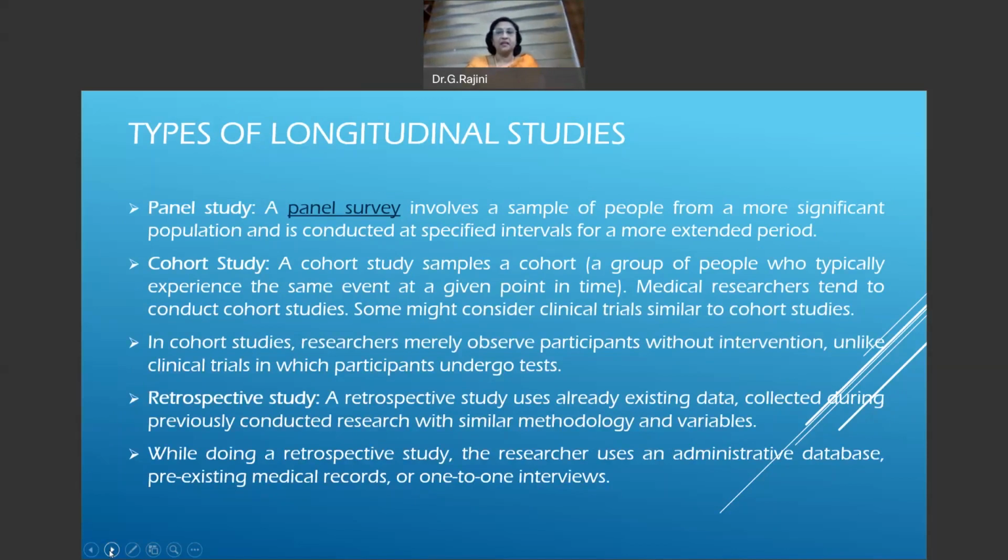Cohort study: for example, medical researchers tend to conduct cohort studies. Some might consider clinical trials similar to cohort studies as well. In cohort studies, the researcher merely observes the participants without giving any intervention, unlike clinical trials in which the participants undergo some test. A retrospective study uses already existing data collected during previously conducted research with similar methodology and variables. While doing a retrospective study, the researcher uses an administered database, pre-existing medical records, or one-to-one interviews.